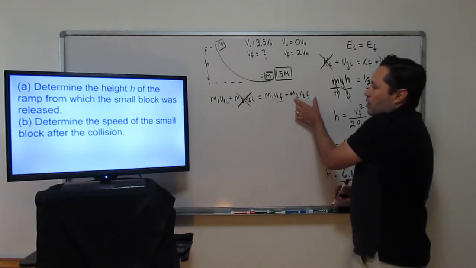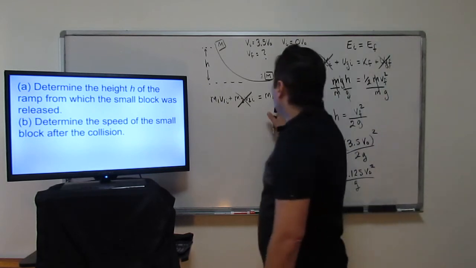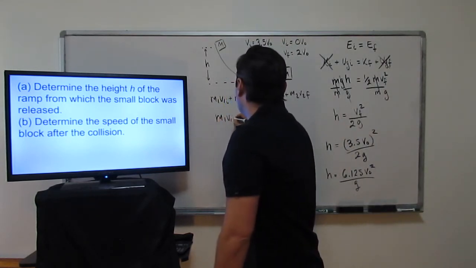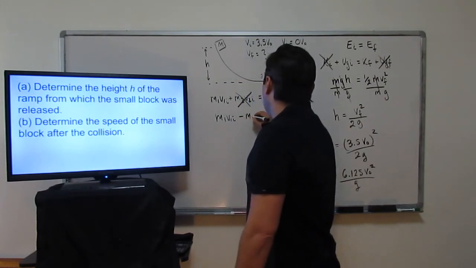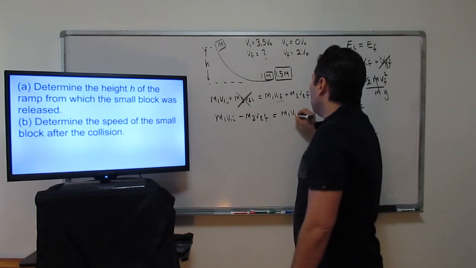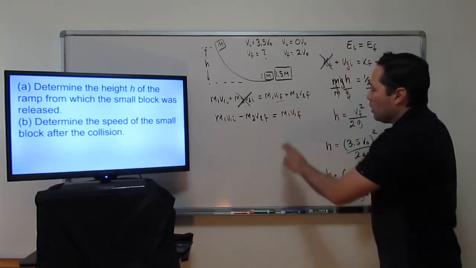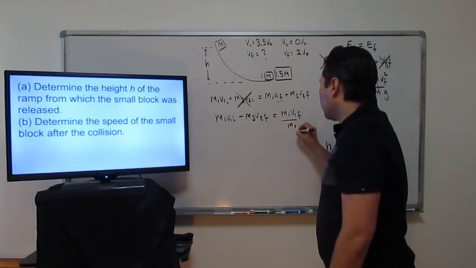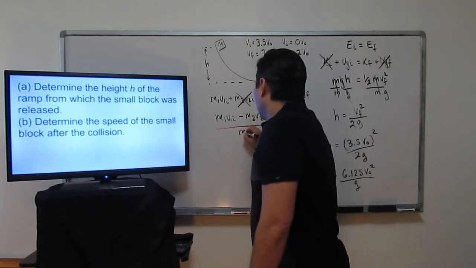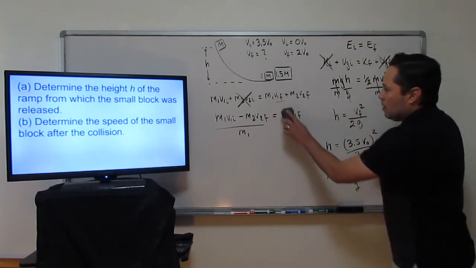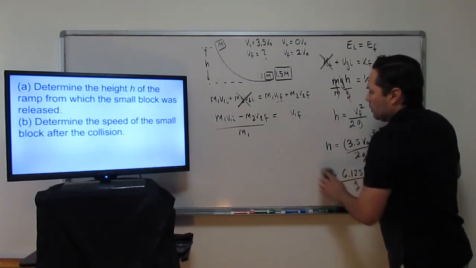Let's move this over to that side, so we can go ahead and isolate the V1. So M1 V1 initial minus M2 V2 final is equal to M1 V1 final, which is what we're looking for. Now I'm going to divide by M1 on both sides, and that cancels out, giving me my formula for the final. So there you have it.